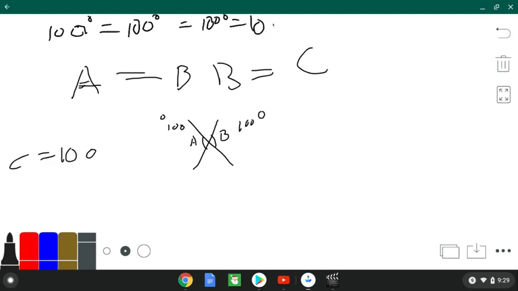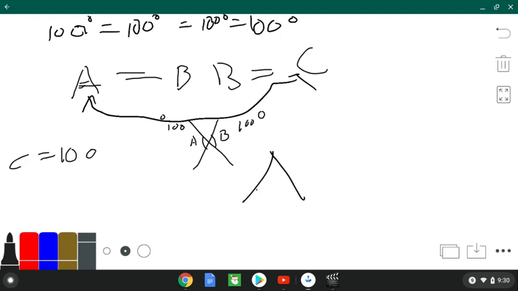Transitive properties are kind of simple. Since these all equal 100, to shorten it, A equals B, B equals C, so A equals C. That's the answer for transitive properties.